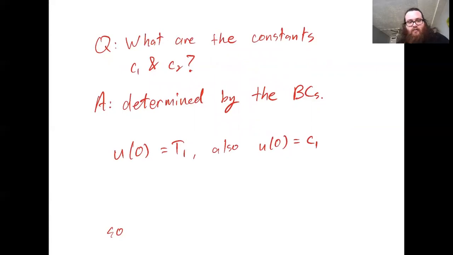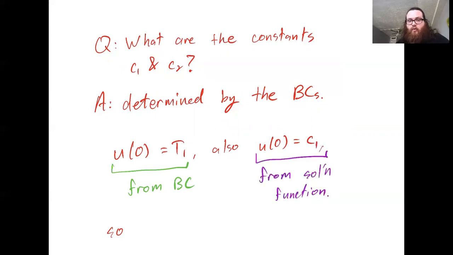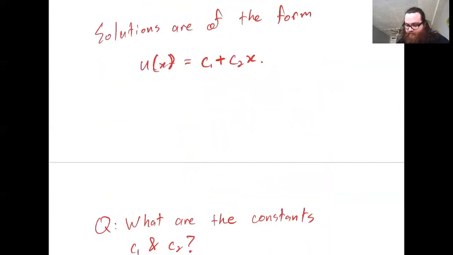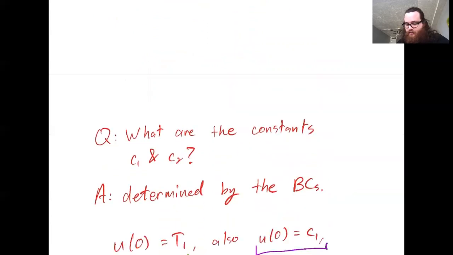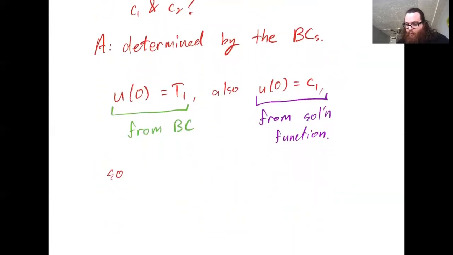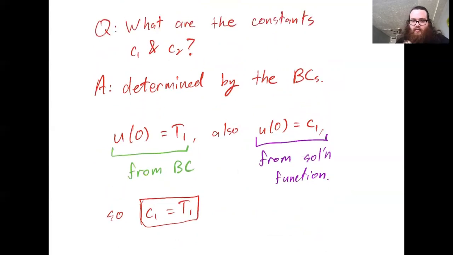So if we start writing things out, U of 0 in this case is equal to T1. So the value of U at the left endpoint is our prescribed temperature, and this is coming from the boundary condition. But we also know that U of 0 is this constant C1, and this is coming from the form of our solution, what we had back up here: U is C1 plus C2x. So putting these together, we conclude that C1 is equal to T1. We fixed one of the constants using the boundary conditions.